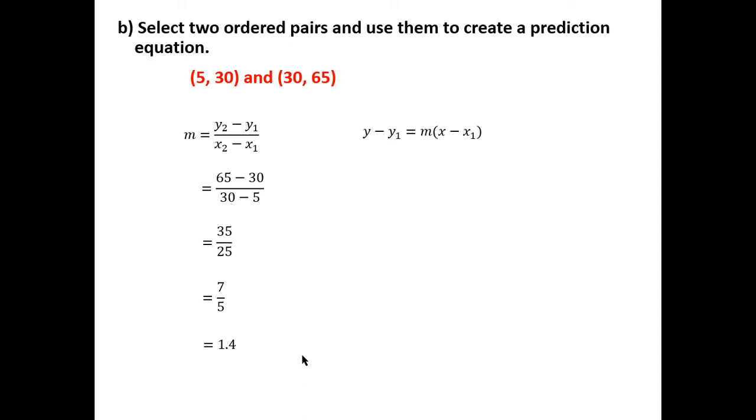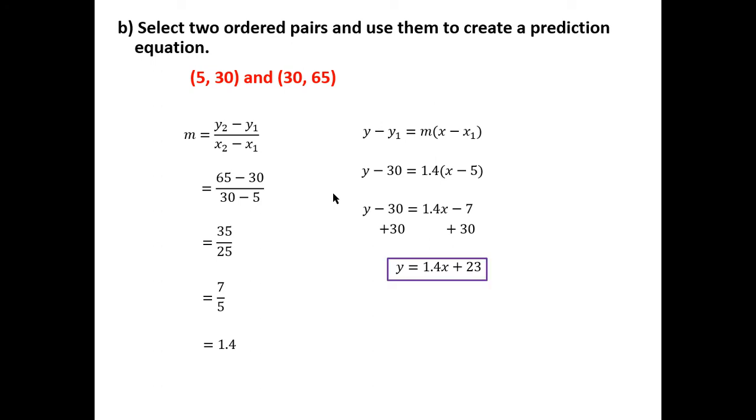So now that I have my slope, I can take point slope form. I'll plug in my slope, and I'll also pick one of my 2 points to put in. I'm going to pick the one with the smaller numbers, (5, 30), and I'll put them in for x1 and y1. And then little by little I'll simplify. First I have to distribute 1.4 to the x and the 5, and then I'll add 30. And then when everything's finished, I have the equation y equals 1.4x plus 23. And that's my prediction equation for my line of best fit.